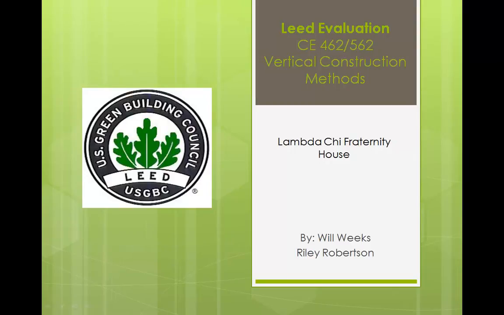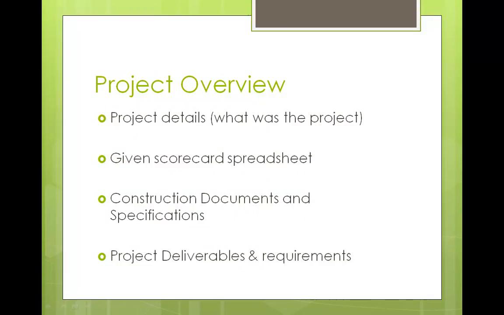This is Will Weeks and Riley Robertson for our LEED evaluation project for CE 462 Vertical Construction Methods of the Lambda Chi Fraternity House. The project overview: we will go over the original project deliverables and requirements, analyze the LEED spreadsheet and give the first score. Then we'll go over our implementation plan and come up with our new LEED evaluation score.